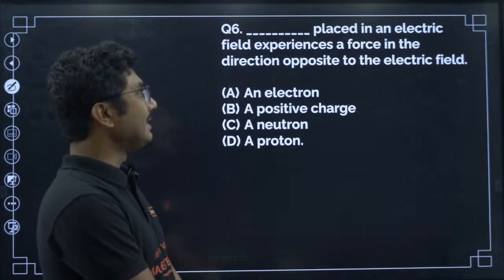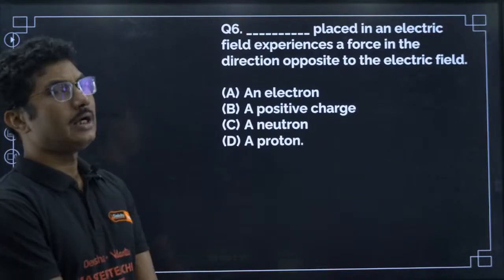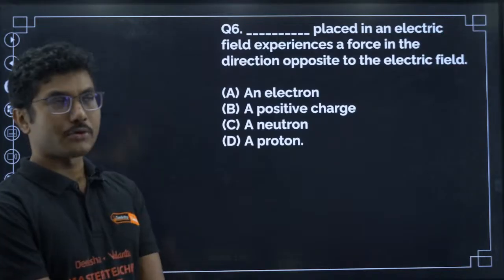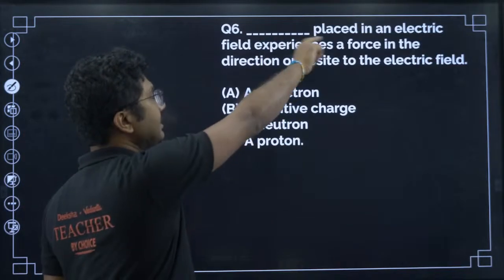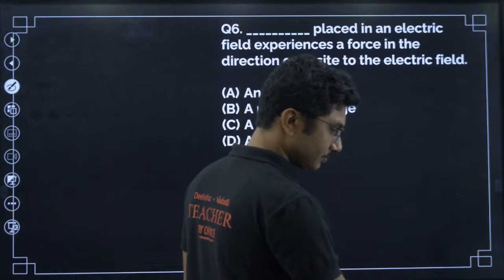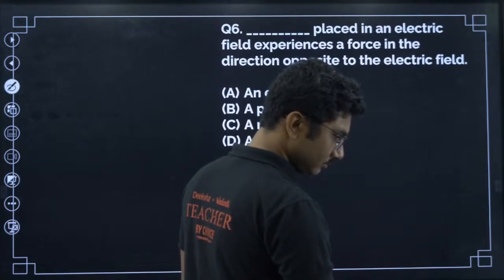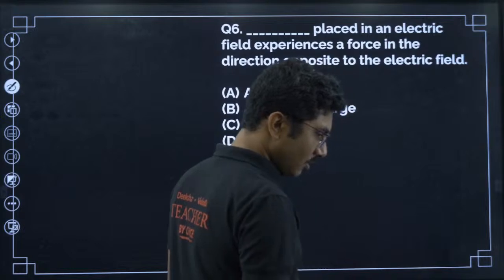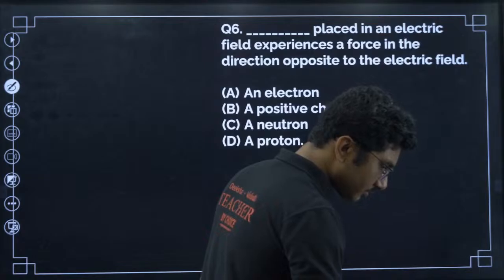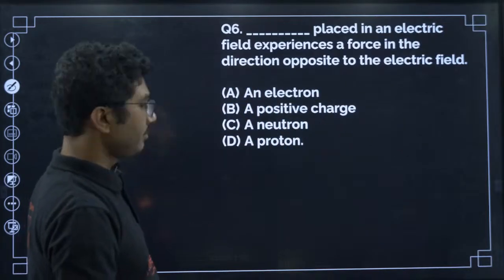Dash placed in an electric field experiences a force in the direction opposite to the electric field. An electron, a positive charge, a neutron, a proton. Which of the following experiences a force opposite to that of the electric field? Option A, option B. Let us see.